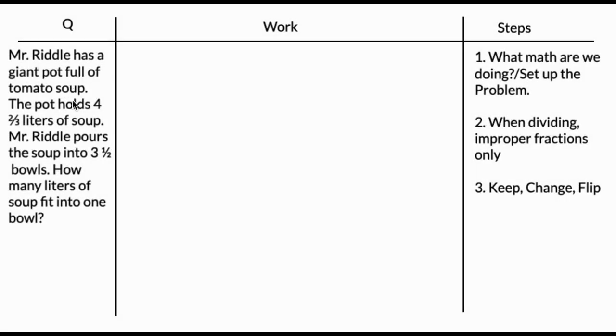Mr. Riddle has a giant pot full of tomato soup. The pot holds 4 2/3 liters of soup. Mr. Riddle pours the soup into 3.5 bowls. How many liters of soup fit into one bowl?